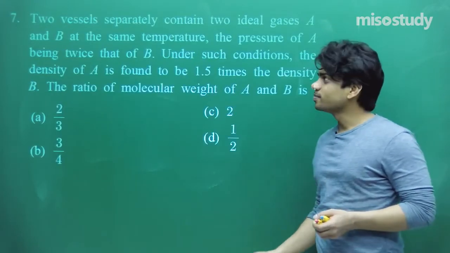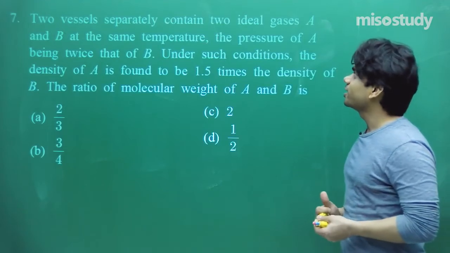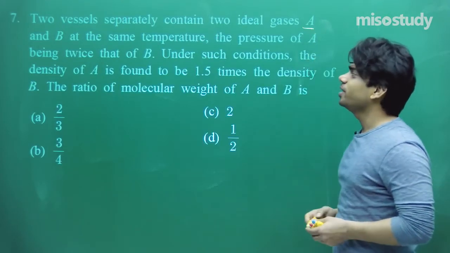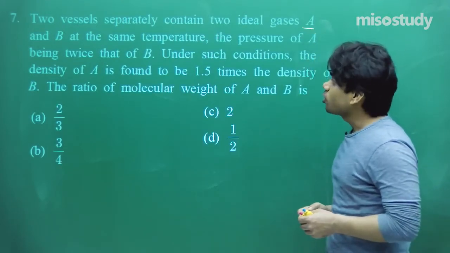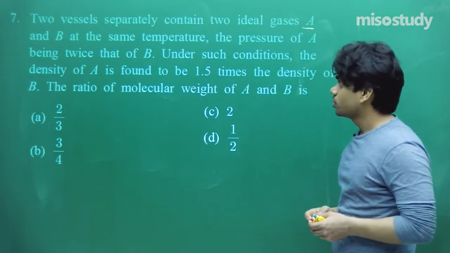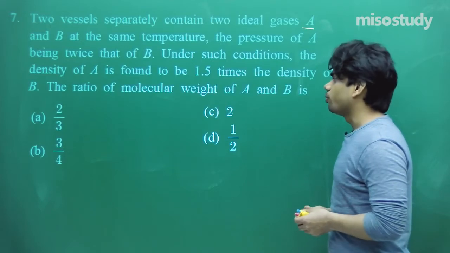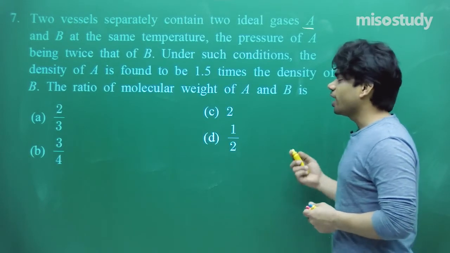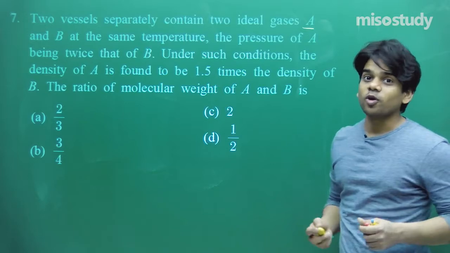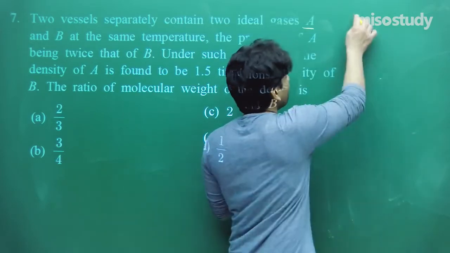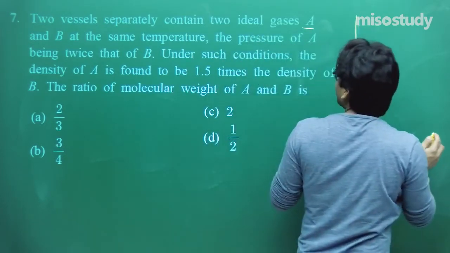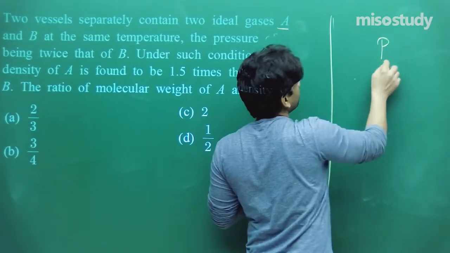Question number 7. Two vessels separately contain two ideal gases A and B at the same temperature. The pressure of A being twice that of B. Under such conditions, the density of A is found to be 1.5 times the density of B. The ratio of molecular weight of A and B is. Here we require the molecular weight of A and B. The given information is that the pressure of A is twice that of B.